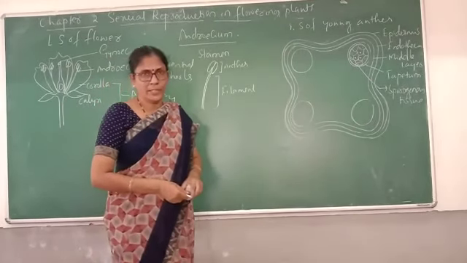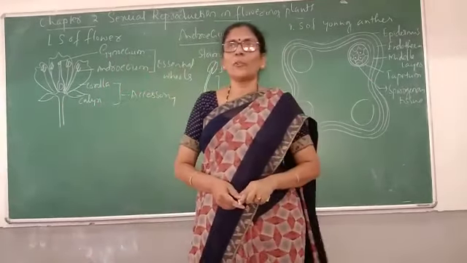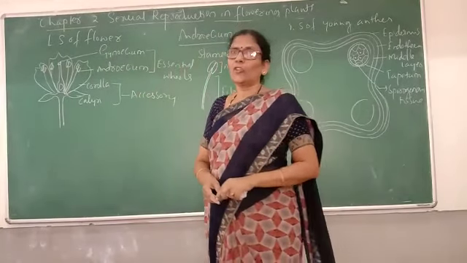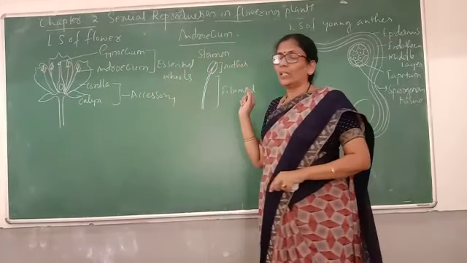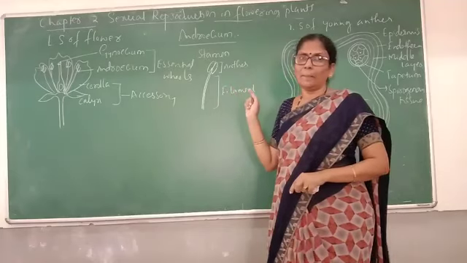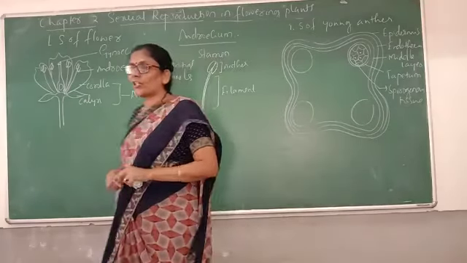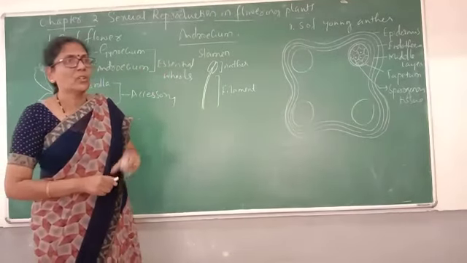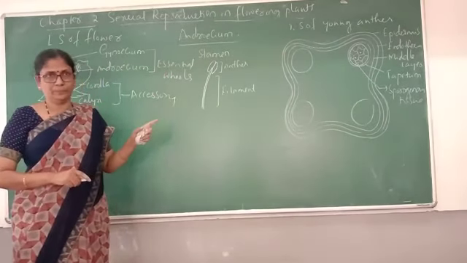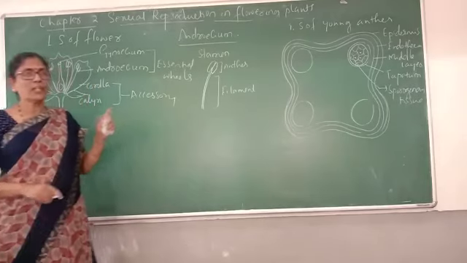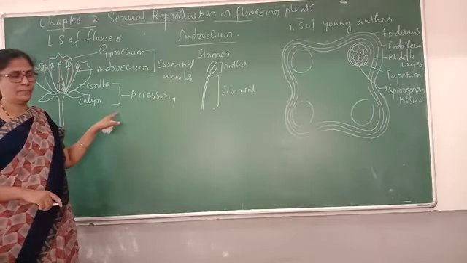Good morning everybody. In today's class I am going to discuss with you the second topic, sexual reproduction in flowering plants. The flower is the site of sexual reproduction in all angiosperms. And a flower usually has four whorls.